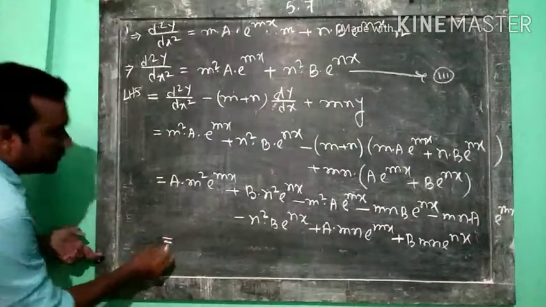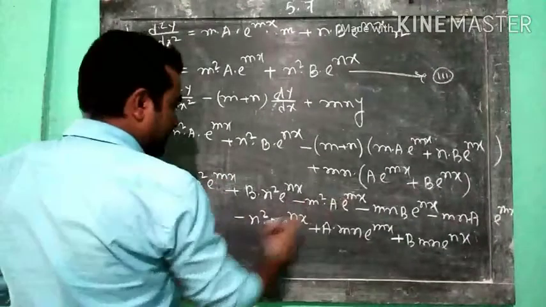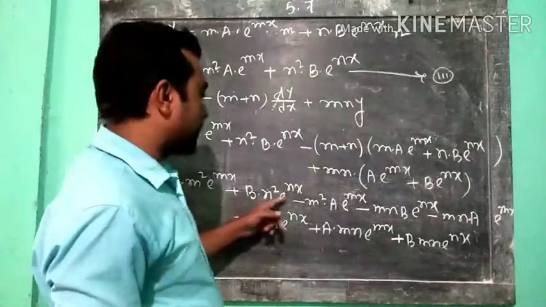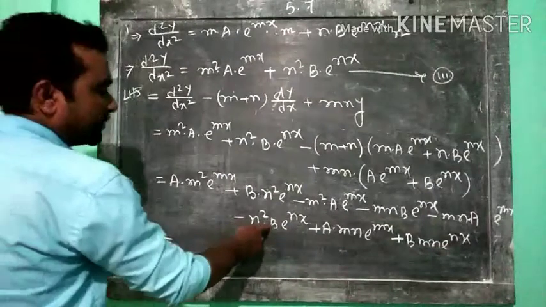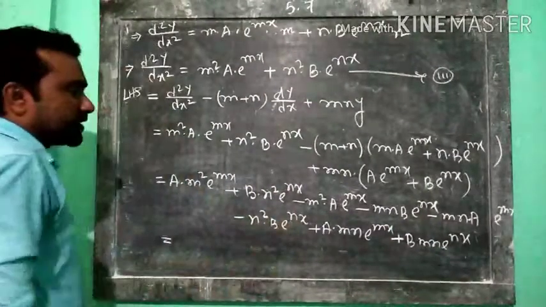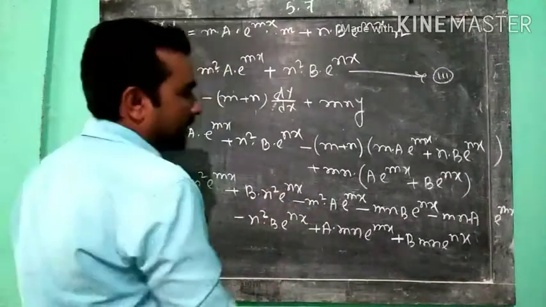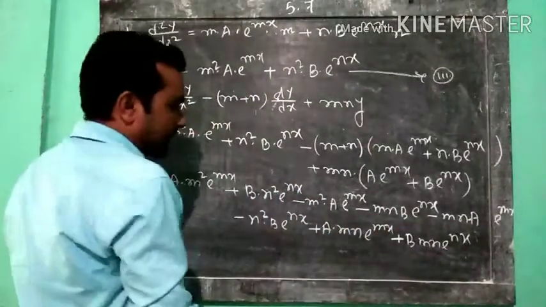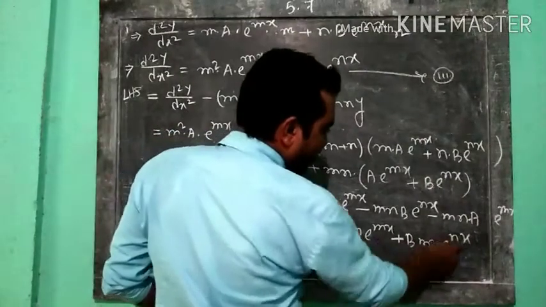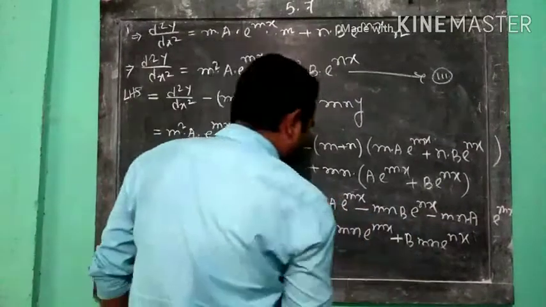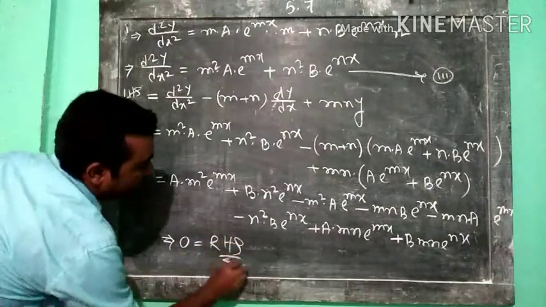This is equal to m square a e to the power mx, and this term is cancelled. b n square e to the power nx, here is also b n square e to the power nx, this term also cancels out. The m square terms cancel out. Here is mn b e to the power nx, here is also plus mn b e to the power nx, this cancels and this cancels, so this is equal to 0, equal to the right hand side.